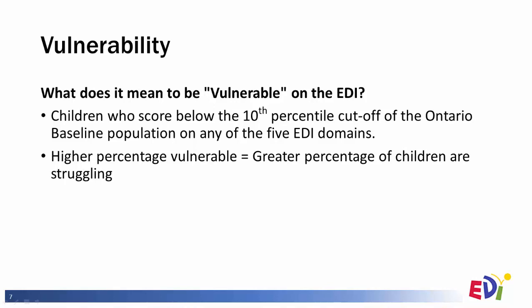The Offord Centre uses Cycle 1 data as a reference for all subsequent EDI collections in Ontario. Vulnerability is based on cutoffs from that cycle. The EDI uses the 10th percentile for vulnerability in a domain because it captures all of the children who are struggling, even those whose struggles may not be apparent. When looking at graphs, diagrams, or descriptions, a higher percent vulnerable means a higher percentage of children are struggling in that domain.